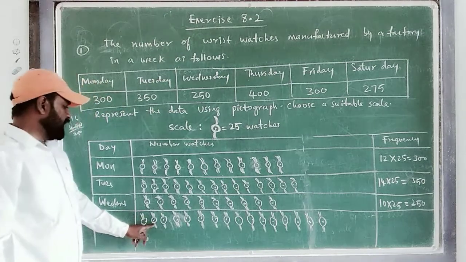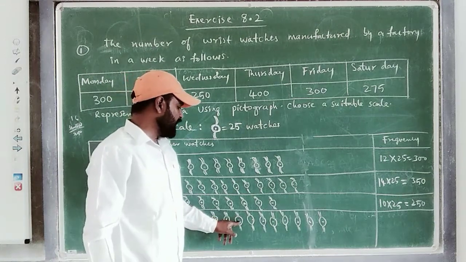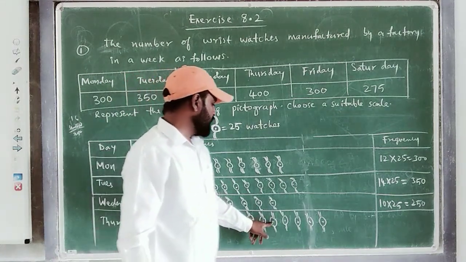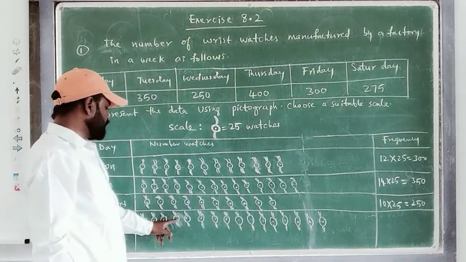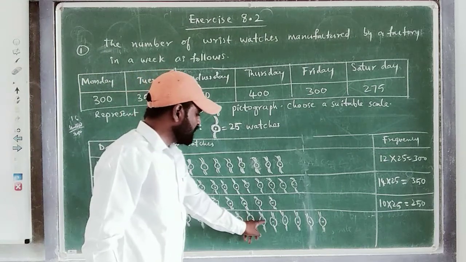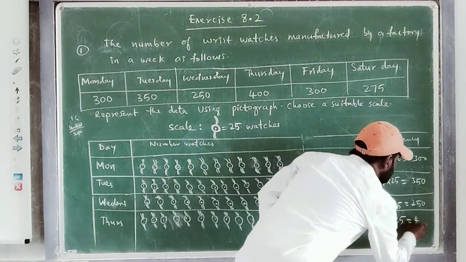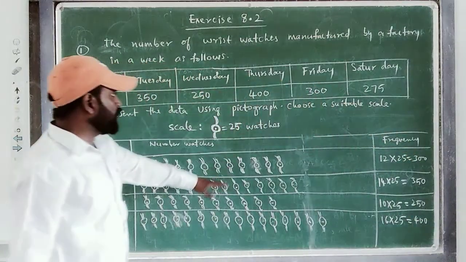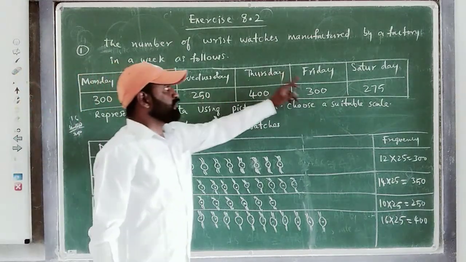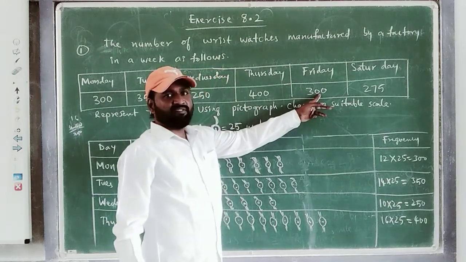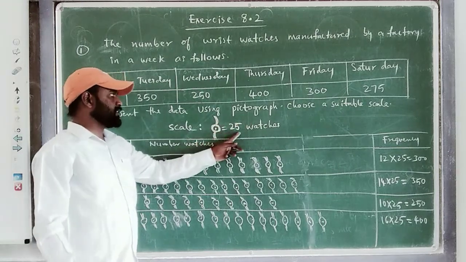So 25, 50, 75, 100, 125, 150, 175, 200, 225, 250, 275, 300, 325, 350, 375, 400. So how many? 1, 2, 3, 4, 5, 6, 7, 8, 9, 10, 11, 12, 13, 14, 15, 16. So 16 into 25 is equal to 400. So I have shown you how to draw the pictograph up to Thursday. For Friday and Saturday, according to the number of watches produced, you have to divide by 25. The scale is this.